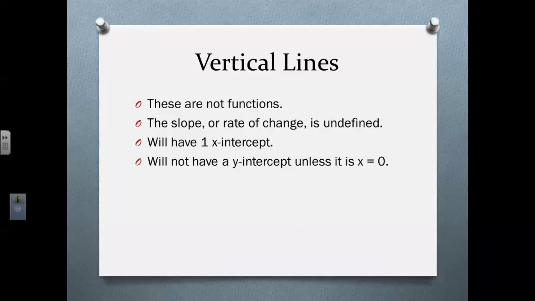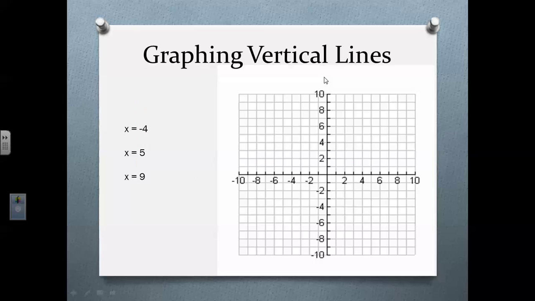Here are some details you need to keep in mind. The first is that a vertical line is not a function. We obviously have multiple points for one input, so it fails the vertical line test. If we describe the slope or rate of change of a vertical line, we say it is undefined. Vertical lines will have one x-intercept and will not have a y-intercept unless it is the line x equals 0. Let's look at some examples.